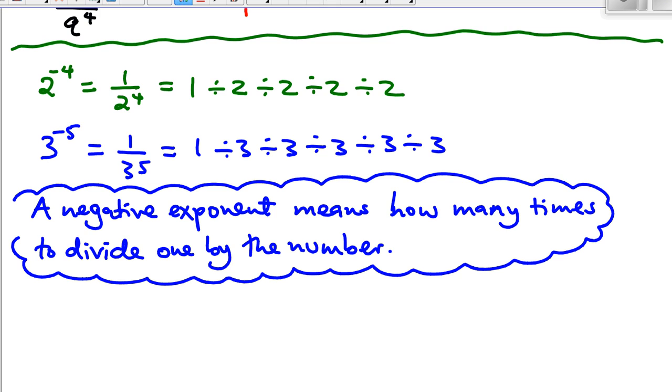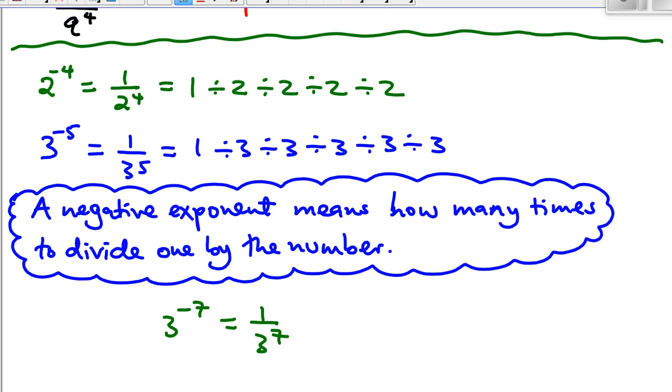So that's a very important result. And this is what negative exponents are about. If you have, for example, 3 to the power negative 7, that means 1 over 3 to the power 7. So that means we're going to divide 1 by 3, 7 times. Just as simple as that.